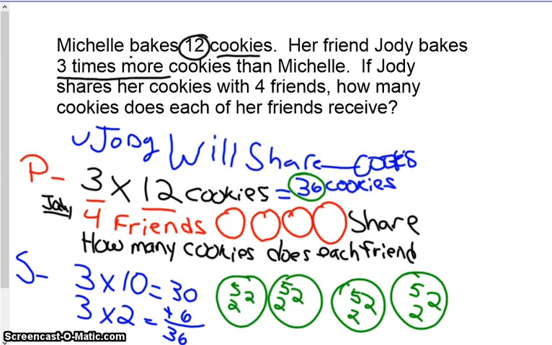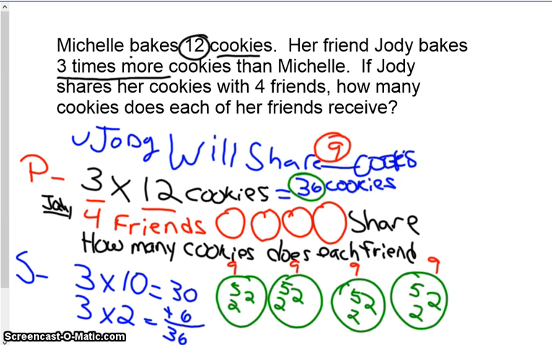Now we stopped at 36, Kaylee, right? How much is in each group? 9. Are there 9 in each group? 5, 6, 7, 8, 9. There are 9 in each group. So how many cookies did each of her friends get? 9. Each of her friends gets 9 cookies.